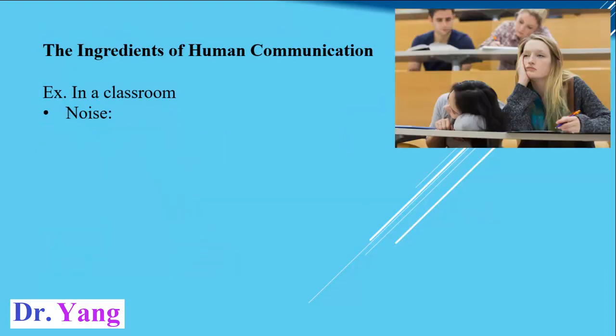In this classroom, there's always some kind of noise. So what kind of noise we may have? The first kind of noise is physical noise. If there's a construction going on outside the classroom, the noise is gonna be the construction noise. So it is the actual physical noise.